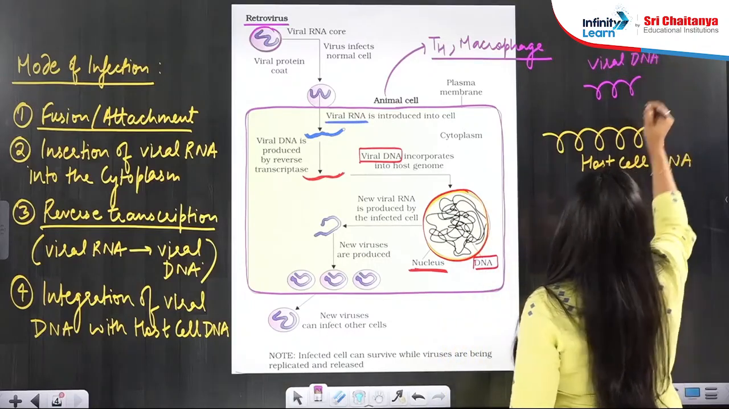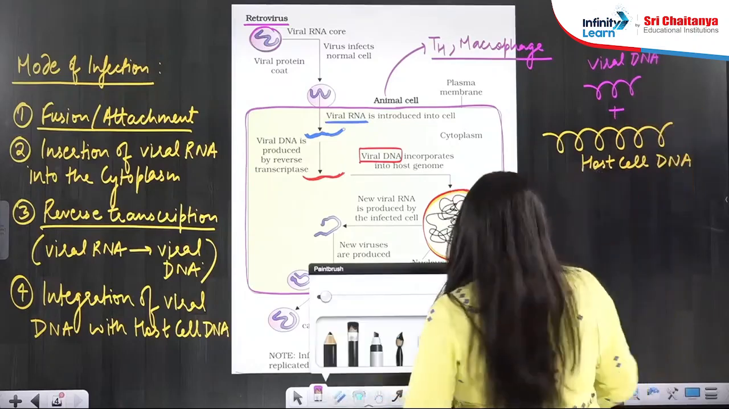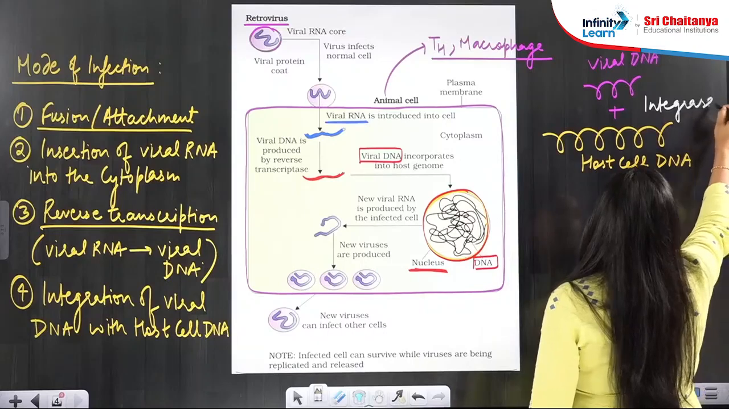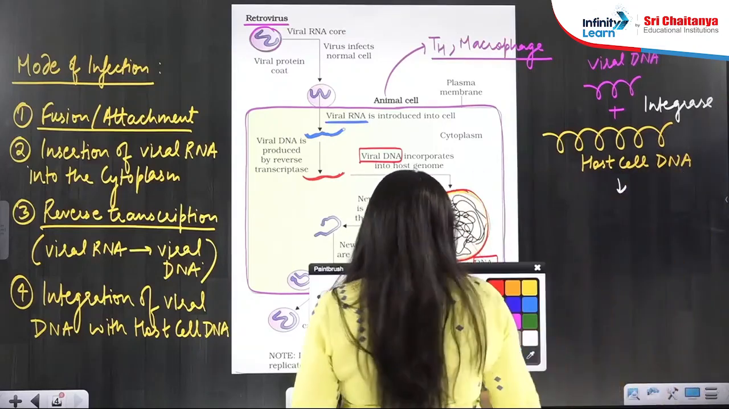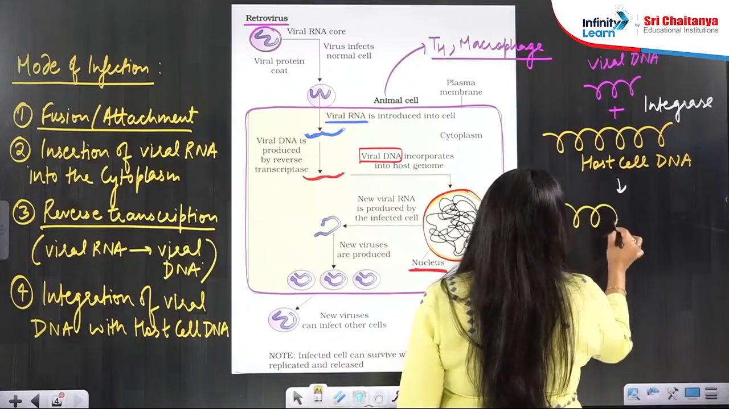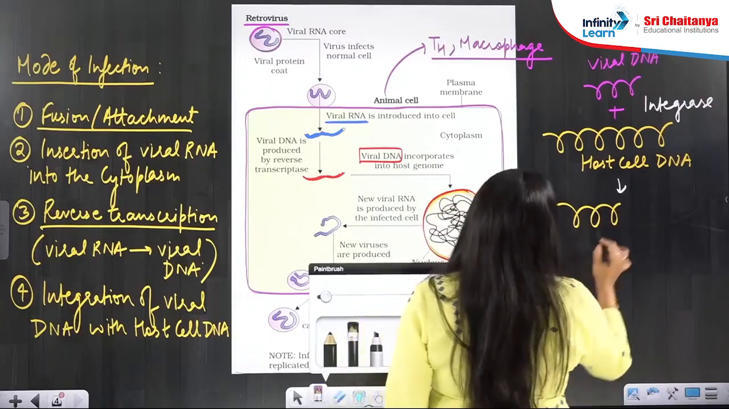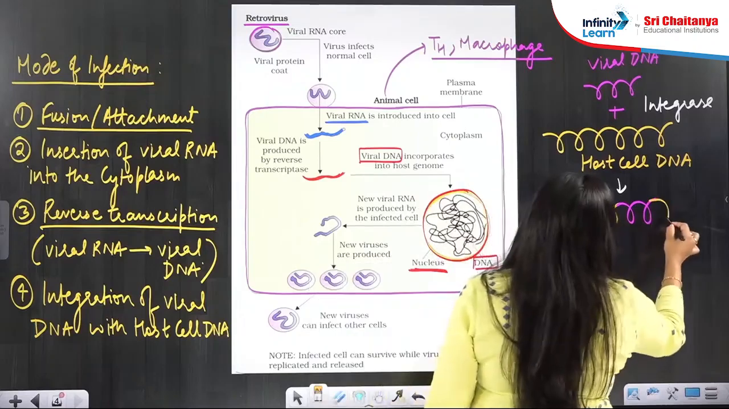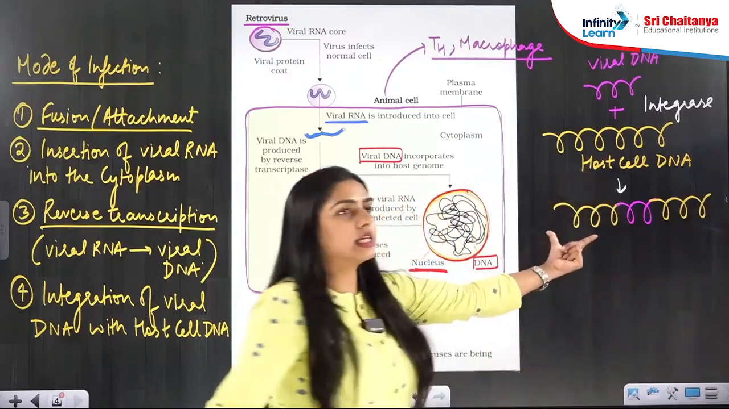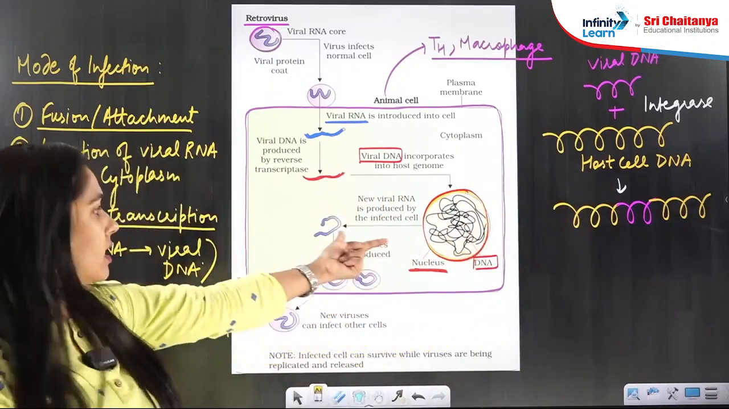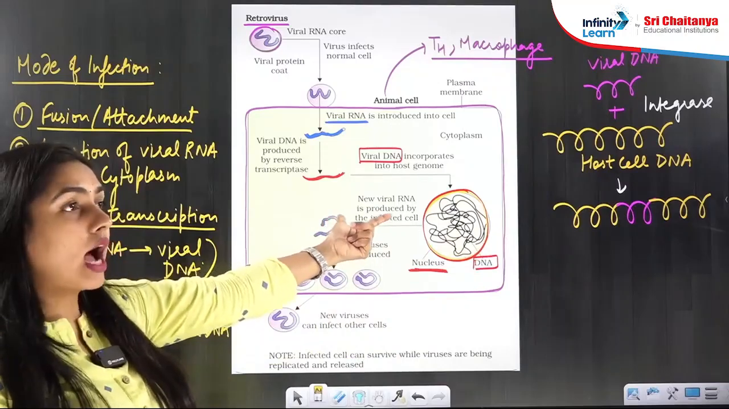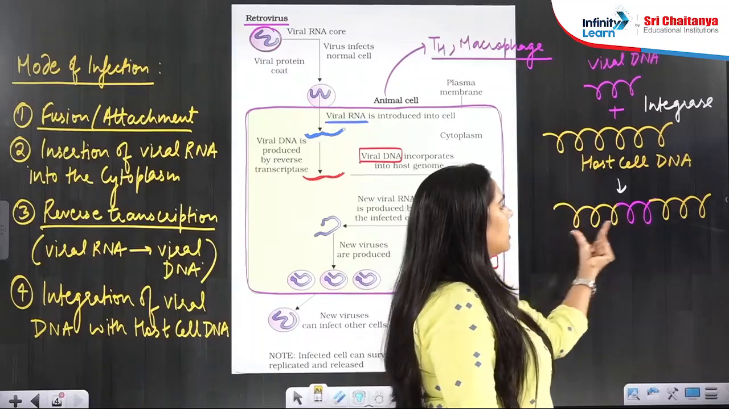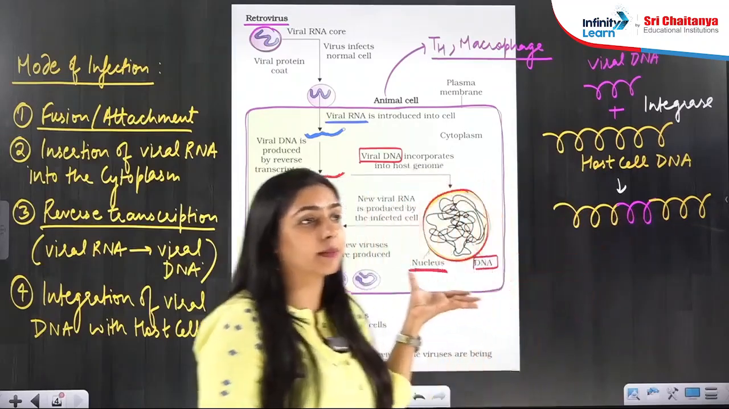They will interact with the help of the integrase enzyme. Integrase enzyme will help, and then it will lead to the formation of this DNA, like this you can see. Are you able to understand now how it is integrating? So this is host cell DNA, this is viral DNA. Viral DNA is getting attached with the host cell DNA.